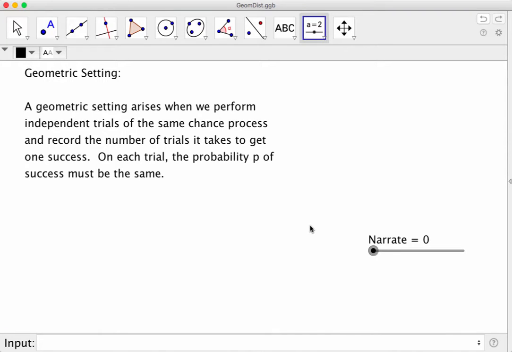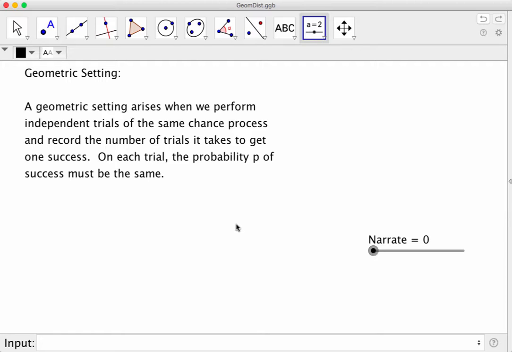So now we'll talk about the geometric setting, which is different from the binomial setting in a number of ways. It's not as important ultimately as we move into later units, but it's still something that we need to spend a little bit of time on. So the geometric setting arises when we perform independent trials of the same chance process and record the number of trials it takes to get one success. Then the probability P of success must be the same for each trial.